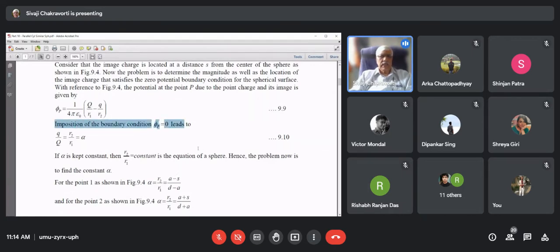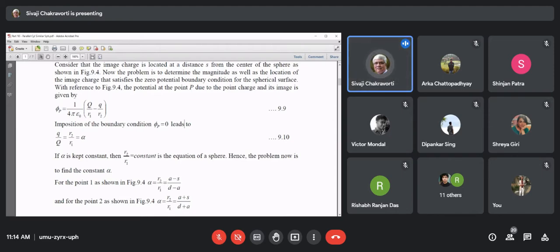And the moment we do that, and compare with equation 9.9, we get equation 9.10. And what we get is a ratio of the two charge magnitudes, that is small q by capital Q, which will be equal to the two distances, R2 by R1.